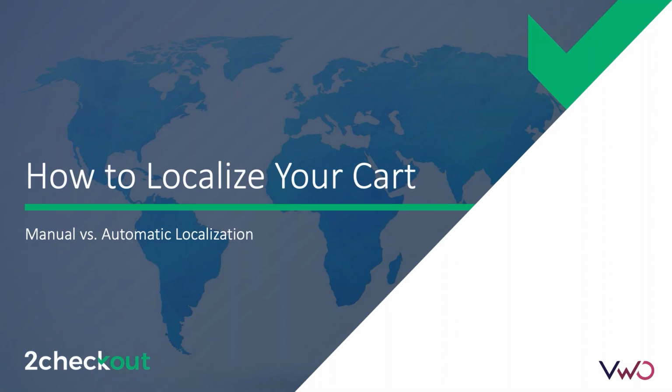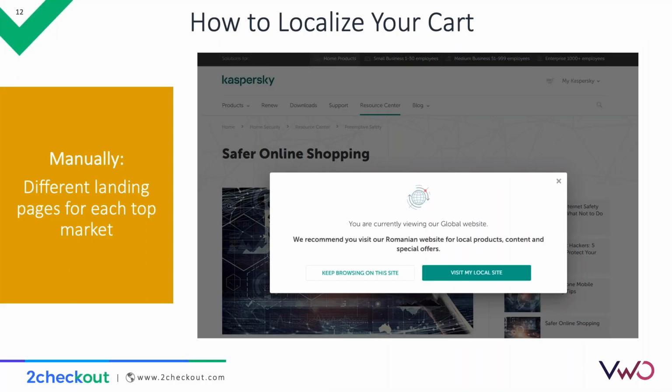But we call it manual localization because it basically means having different landing pages or even different websites altogether for each country. And in this scenario, you would most likely route traffic from different ad campaigns or something like that to each target. However, I think you can see how this can get really hard to manage and cumbersome at a certain point. Which is exactly where automatic localization comes in.